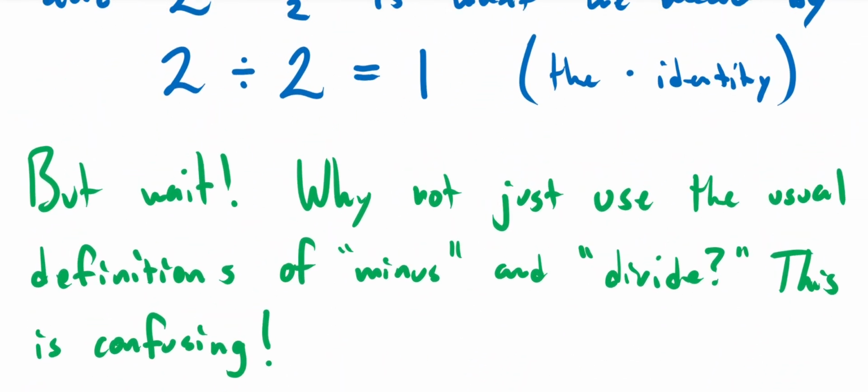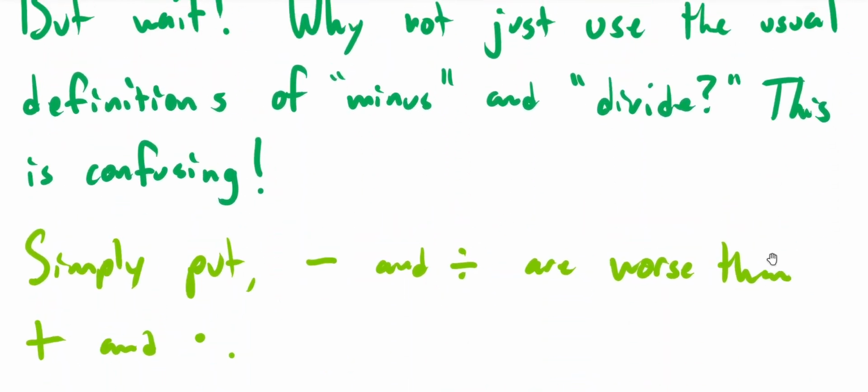I bet this seems a little backwards, doesn't it? Here I'm telling you this is how I want to define subtraction and division. But why don't we just take the usual definitions? What's so wrong with subtracting and dividing? This seems more confusing, but actually, it's not more confusing. It's a different way of looking at things. And in mathematics, that's usually the main focus: can we look at this from a different perspective where things might get simpler in a certain sense?